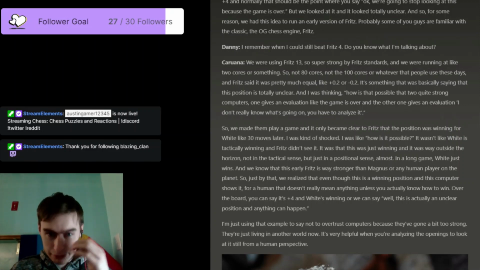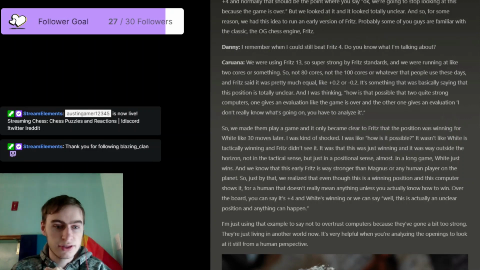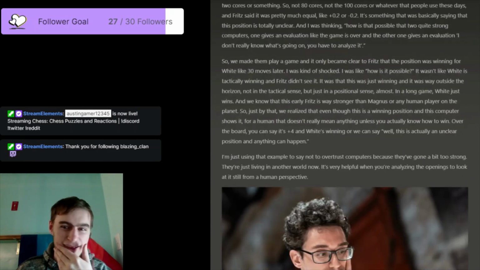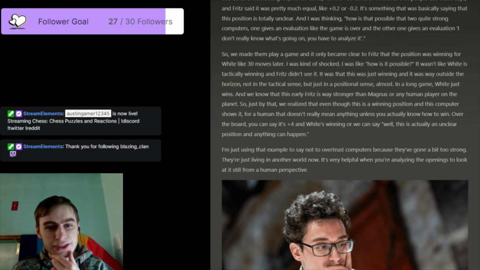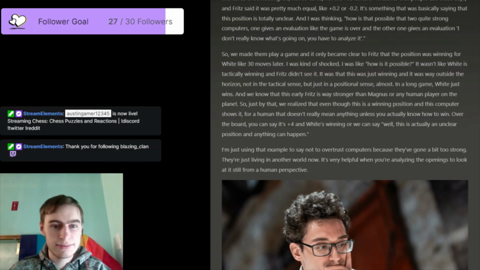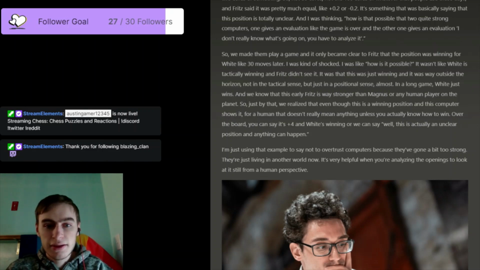And I was thinking, how is that possible that 2 quite strong computers, one gives an evaluation like the game was over and the other gives an evaluation like, I really don't know what's going on, you have to analyze it. Anyway, so we made them play a game, and it only became clear to Fritz that the position was winning for white like 30 moves later. I was kind of shocked. I was like, how is it possible? It wasn't like white is tactically winning and Fritz didn't see it. It was that this was just winning, and it was way outside the horizon, not in the tactical sense, but in a positional sense almost.